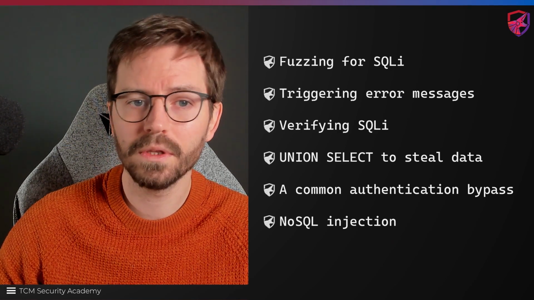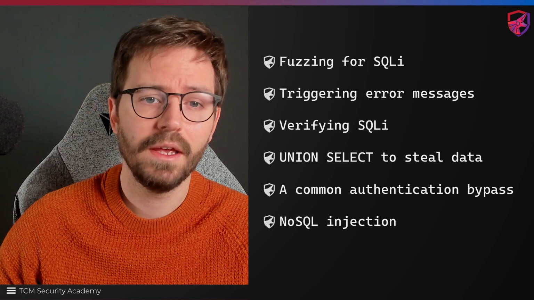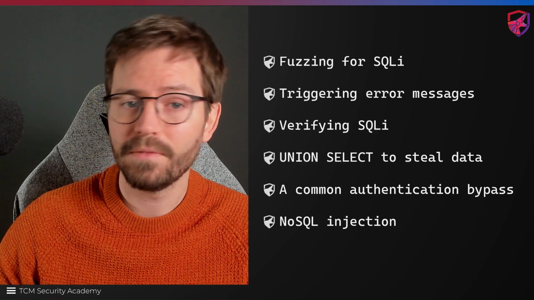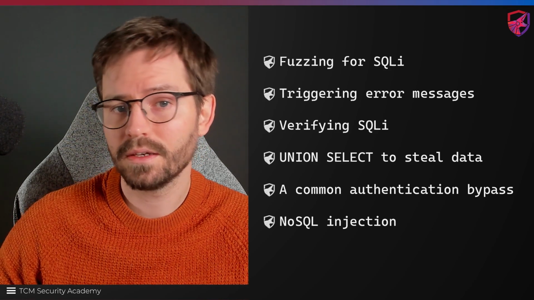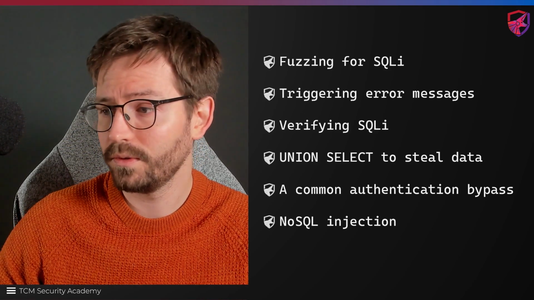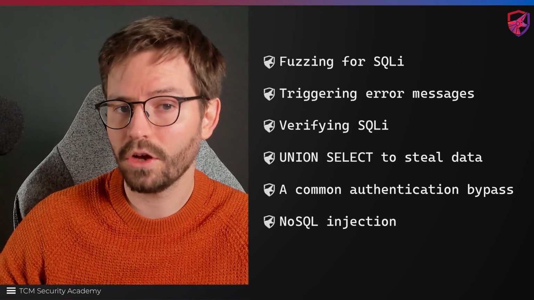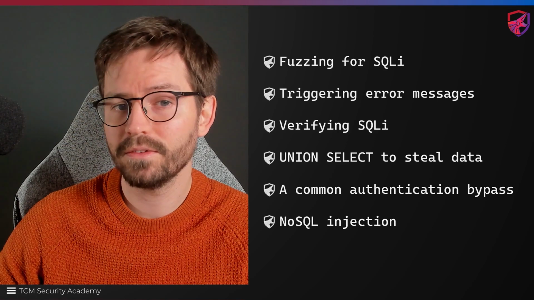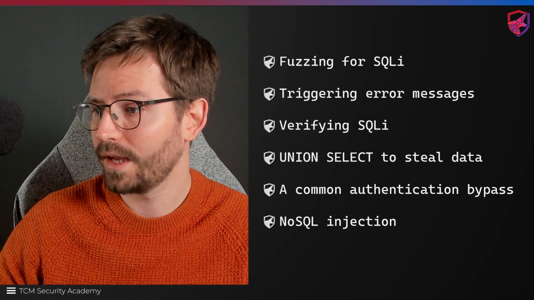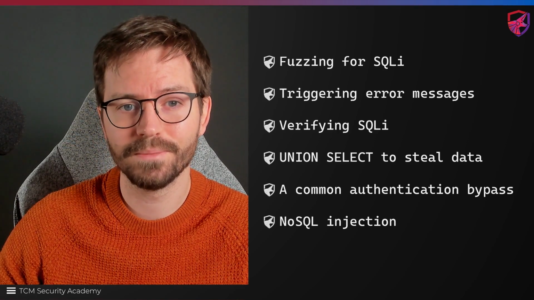In this module, we're going to look at a few common ways to find and exploit SQL injection. We'll cover fuzzing for SQL injection, triggering error messages, verifying our SQL injection attack, using a union select attack to steal data from other tables. We'll then look at the logic of a common authentication bypass, and then of course we'll also look at NoSQL injection too. I'll see you in the next video.